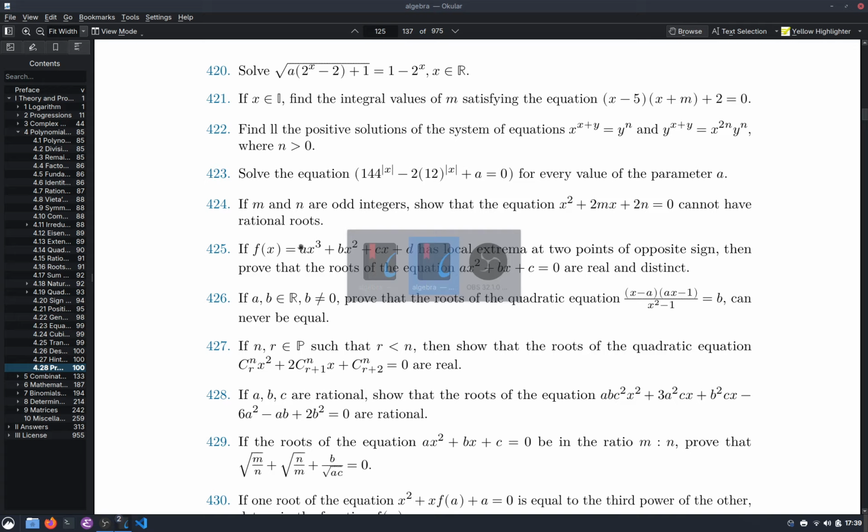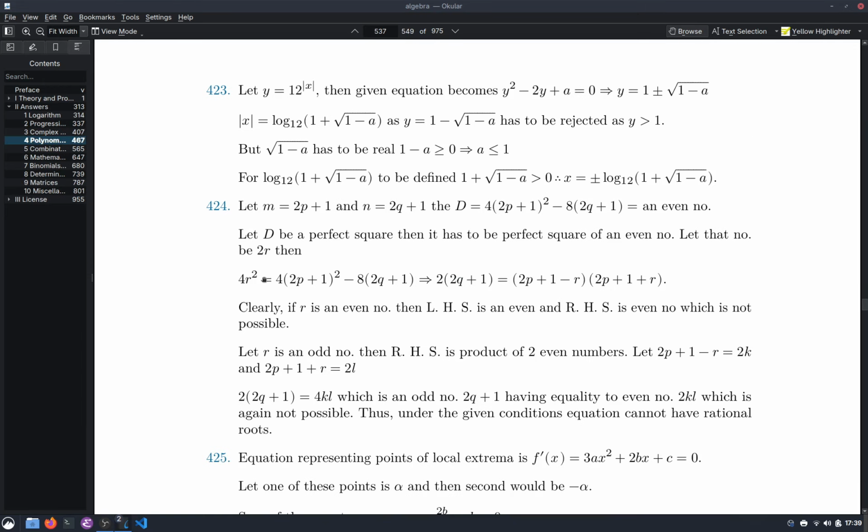I think we have solved this question, but in any case. So 4r square is equal to 4 into (2p plus 1) whole square minus 8 into (2q plus 1).